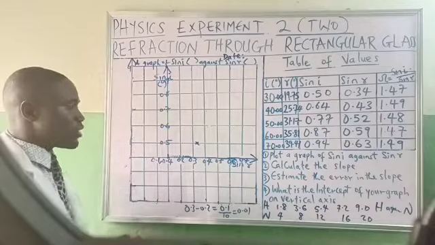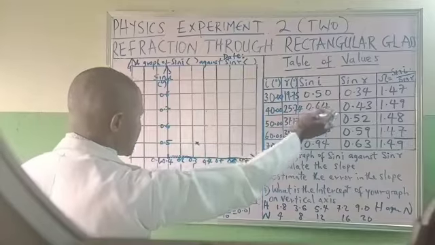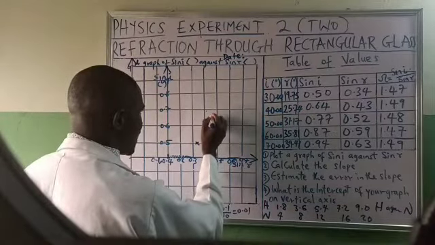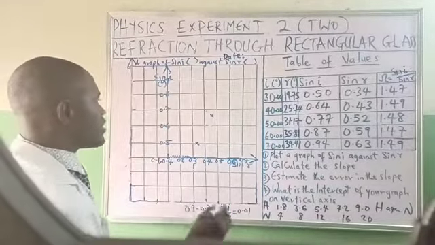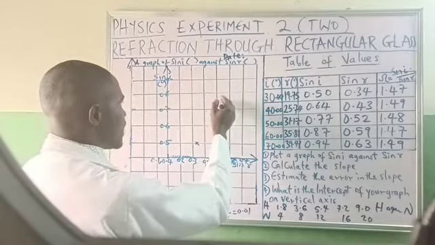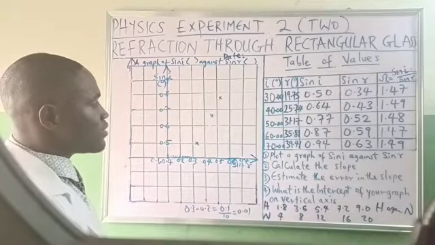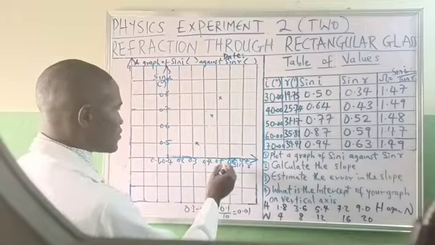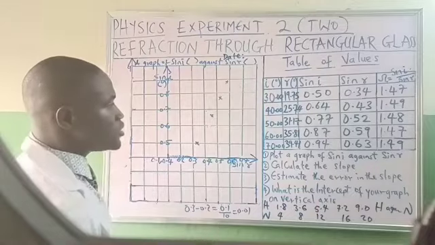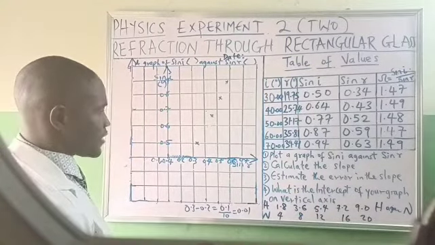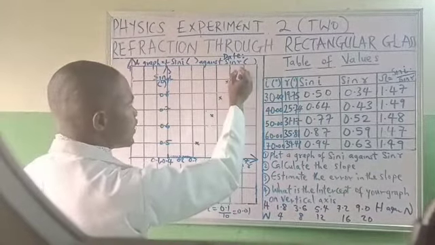Same with this 0.01. Now what you do is 0.64 against 0.43. That will be around here. 0.77 against 0.52. That will be around here. 0.87 against 0.59. That will be around here. 0.94 against 0.63. That will be around here.